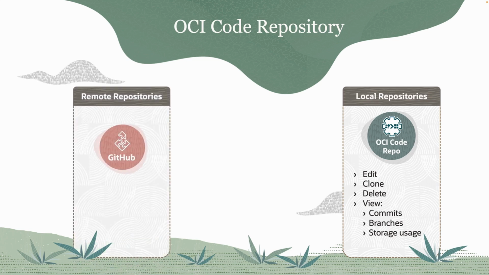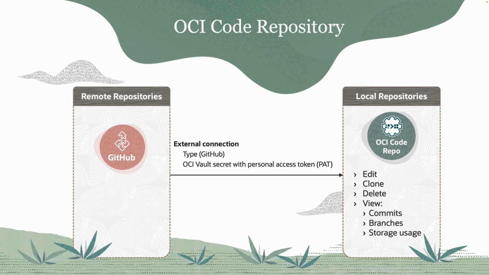Within the data science service, you can also work with remote repositories such as GitLab, Bitbucket, and even your own Git repos. You can also connect external repositories such as GitHub to the OCI repository. This connection consists of a type such as GitHub, a name, and a reference to the secret in the OCI vault. This holds your GitHub account's personal access token. When you define the external connection, changes to your existing GitHub repo are automatically replicated in the OCI code repository.